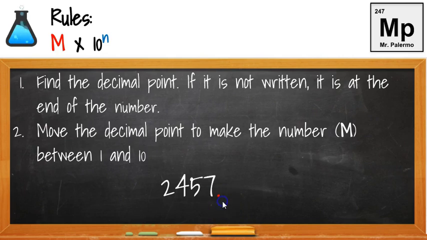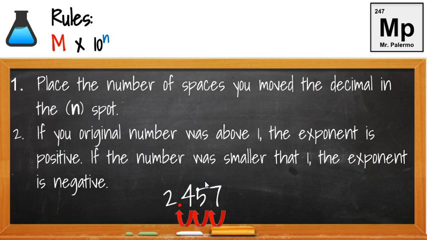So I'm going to go to the left, 1 space, 2 spaces, 3 spaces, and I'm stopping now because now I have 2, one single number, and so that is my m value. So it's 2.457. And now it's going to be times 10 to how many spaces I moved. I moved 1, 2, 3 spaces, so it's times 10 to the third. If that original number that I had here was less than 1, then there would be a negative value here.